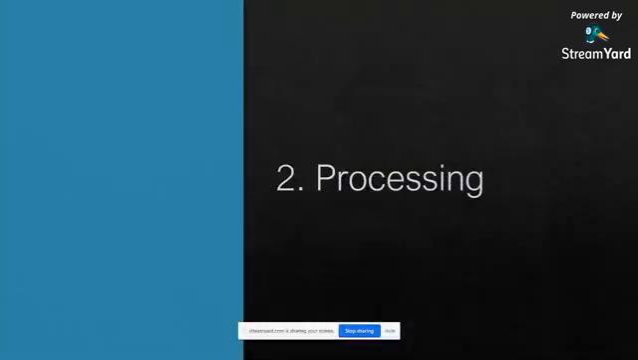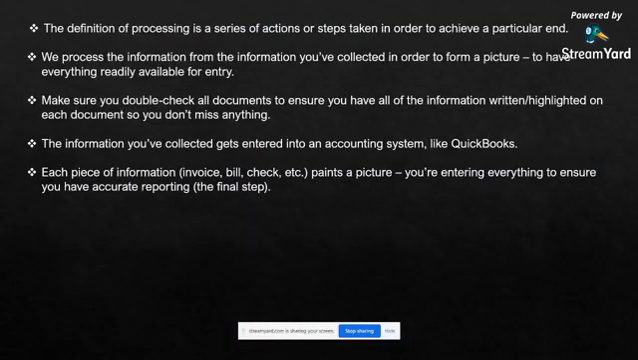Okay, step 2, processing. The definition of processing is a series of actions or steps taken in order to achieve a particular end. We process the information from what you have collected in the previous slides in order to form a picture, to have everything readily available for entry. Make sure you double check all the documents to ensure that you have all of the information written and highlighted, what we were just talking about, on each document so you don't miss anything.